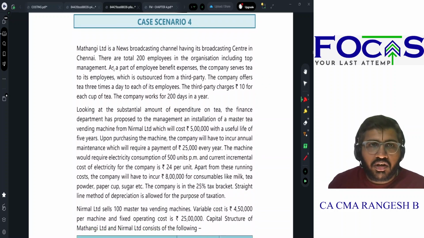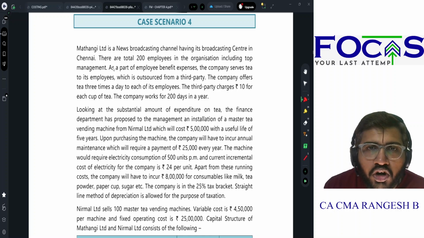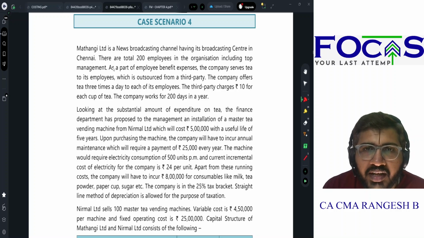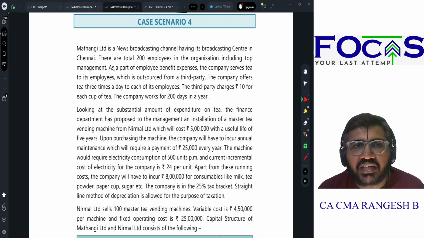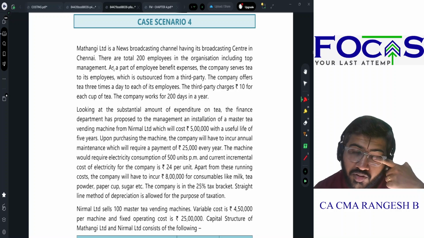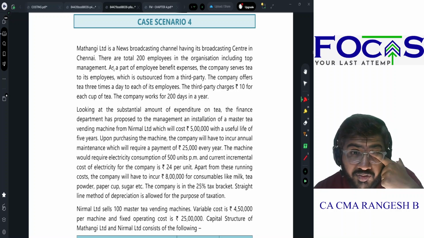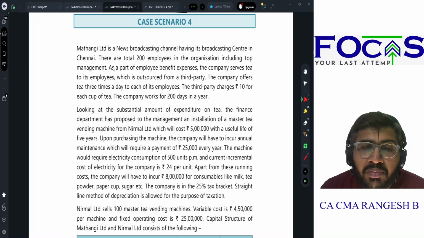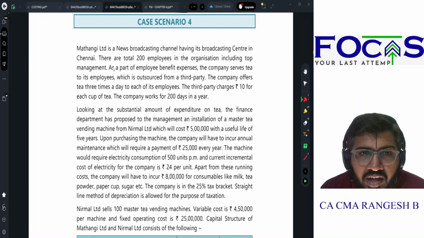Now let us move to case scenario 4. Matangi Limited is a news broadcasting channel having its broadcasting center in Chennai. There are a total of 200 employees in the organization, including top management. As a part of employee benefit expenses, the company serves tea to its employees, which is outsourced from a third party. The company offers tea 3 times a day to each of its employees. The third party charges 10 for each cup of tea. The company works for 200 days in a year. Looking at the substantial amount of expenditure, the finance department has proposed to the management for an installation of a master tea vending machine from Nirmal Limited, which will cost 5 lakhs with a useful life of 5 years.